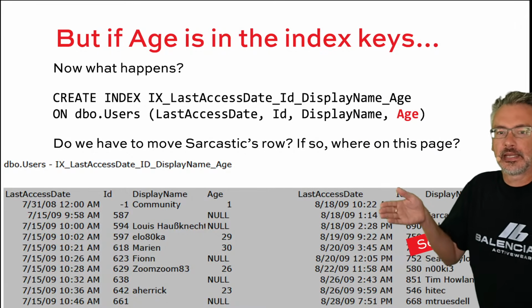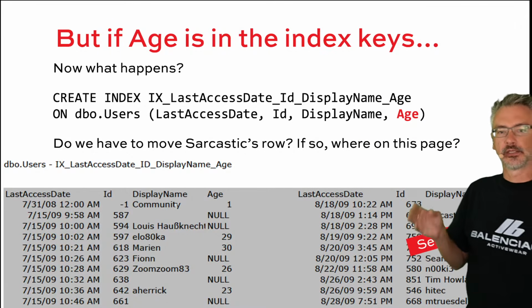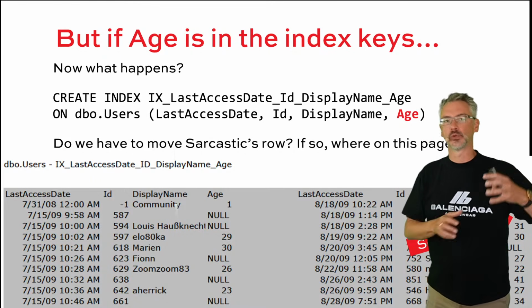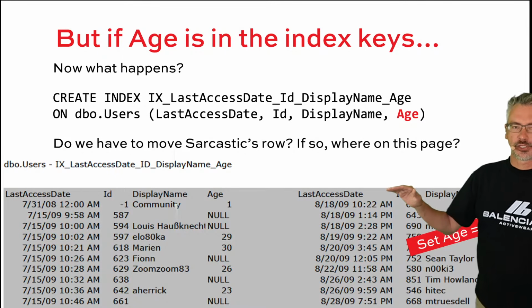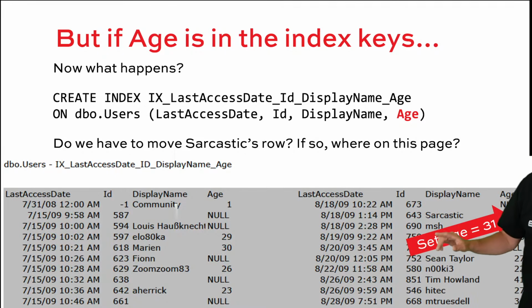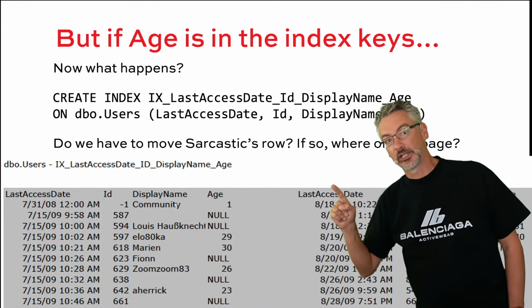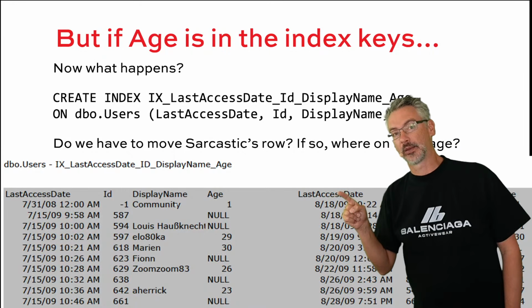Because look at the leading columns. The leading columns are so selective or unique that I don't care if his age changes. I don't care if his name changes. Hell, I don't even care if his ID changes. It doesn't change the sort order of the first column. Now, when his last access date changes, that's when we've got to pick him up and move him.